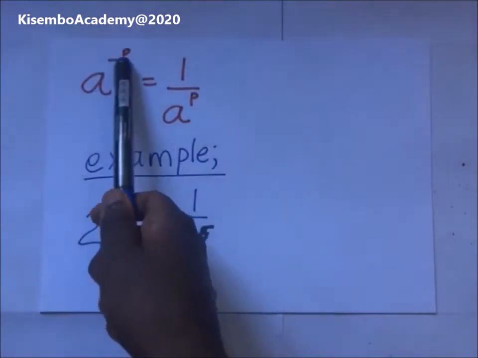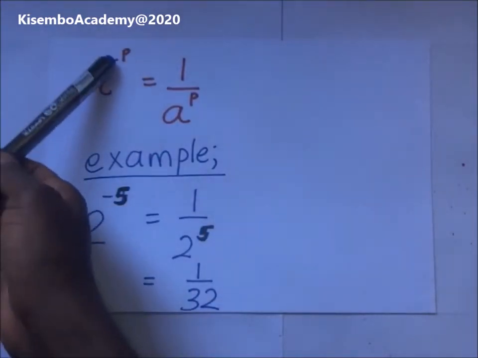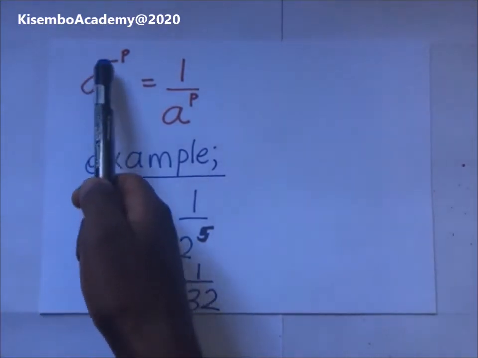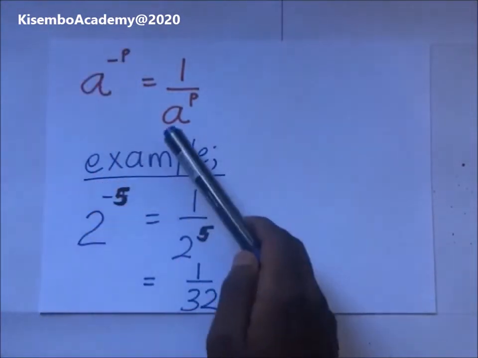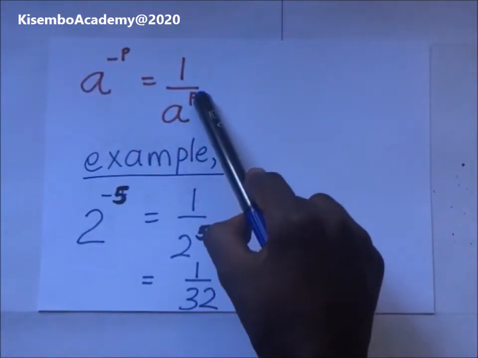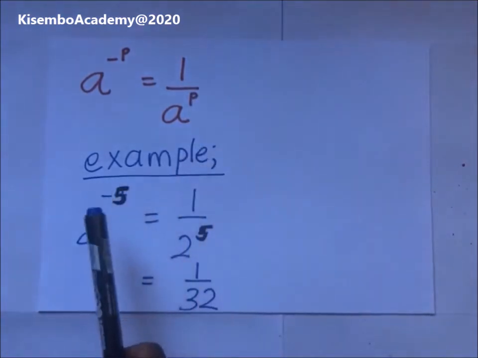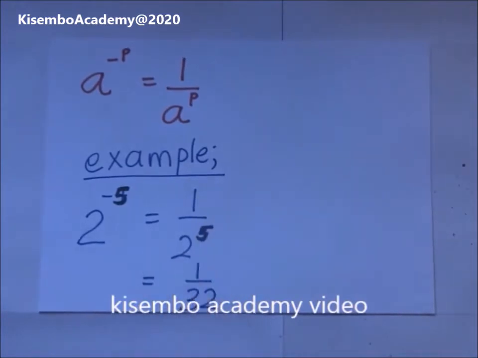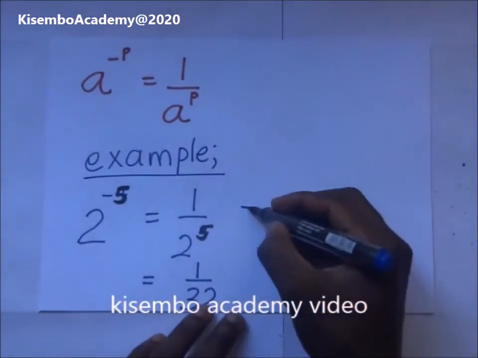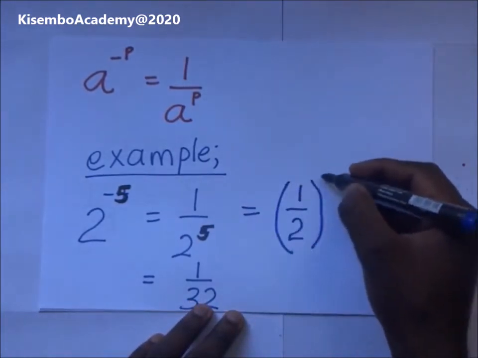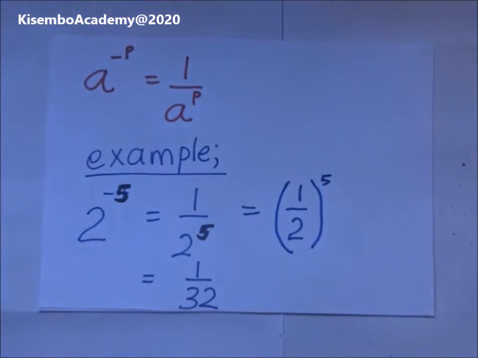And then we have a to the power negative p. Now that negative serves to represent the inverse, or the reciprocal of a. So a to the power negative p, to be able to remove that negative sign means that you put this a in the denominator, so it's going to be 1 over a to the power p. For example, 2 to the power negative 5 gives us 1 over 2 to the power 5, which is 1 over 32. Or this is the same as saying 1 over 2, and this whole thing is to the power 5. It's the same.